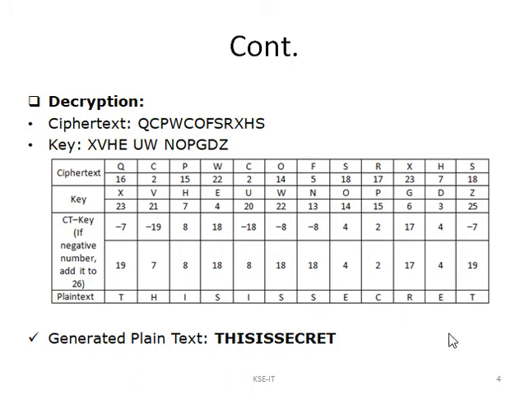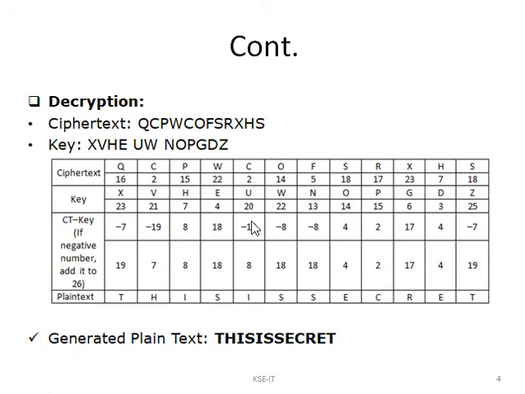The next step is, now subtract key from ciphertext. The formula is ciphertext minus key. Take the equivalent numeric values for ciphertext and the equivalent numeric values for key, and do the subtraction. 16 minus 23 gives you minus 7. 2 minus 21 gives you minus 19. 15 minus 7 equal to 8. 22 minus 4 it is 18.